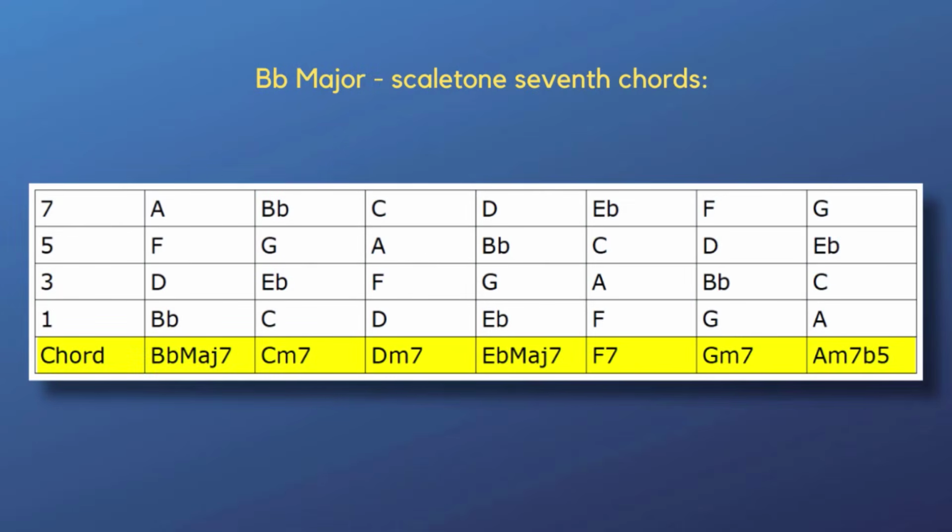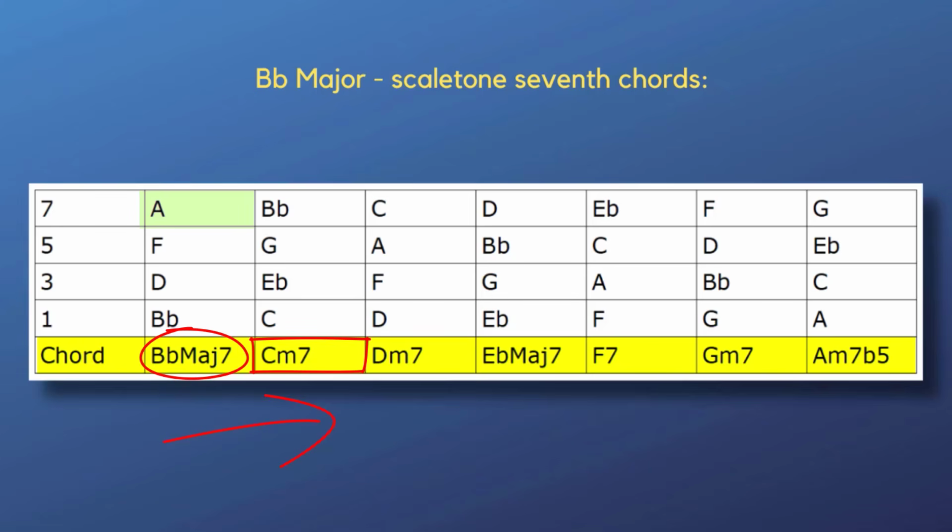In this next example, I've returned to the scale tone 7th chords to have a look and see what other chords I can use. And one of the chords that I haven't used yet is a B flat major 7, which does contain the characteristic note, the note A.